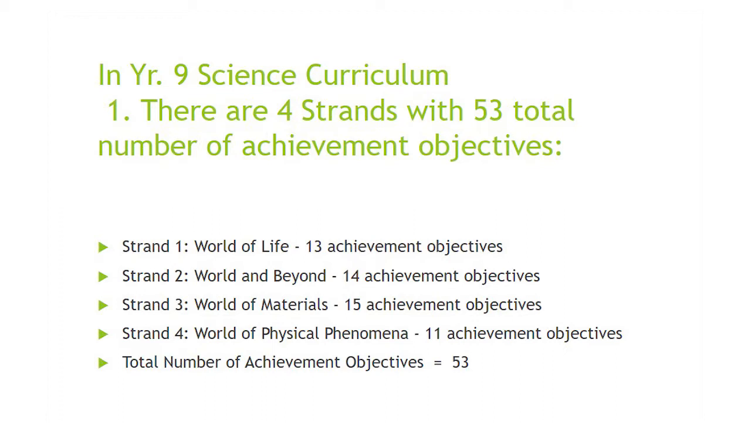So down here, let's list down the number of the strands, the name of the strands, and the number of achievement objectives of each strand. So we have 4 strands as given here. The first one, World of Life, 13 achievement objectives. Strand 2, World and Beyond, 14 achievement objectives. The third one, World of Material, 15 achievement objectives. Strand 4, World of Physical Phenomena, 11 achievement objectives or learning outcomes. So the total number of achievement objectives is 53.